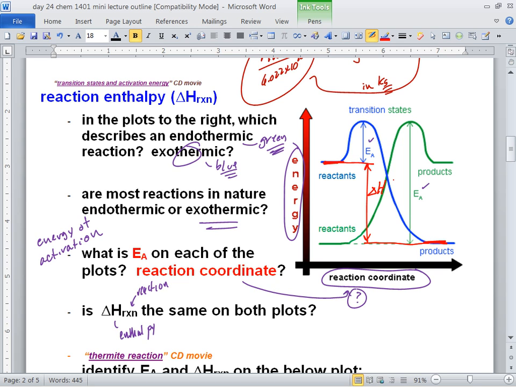And you can put a little RxN on the bottom if you want, but the enthalpy, that's always the enthalpy, the difference between the reactants and the products. So is it the same for both? It's the same height, but they're just going to be differing in sign. So it's going to be the same number of joules, it's just going to be differing in sign. Okay.